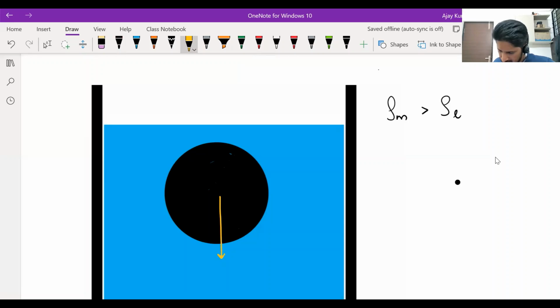How do you write the expression for weight? Density of metal into volume into g. That is the weight. How do you write the expression for buoyant force? Density of liquid into volume into g.